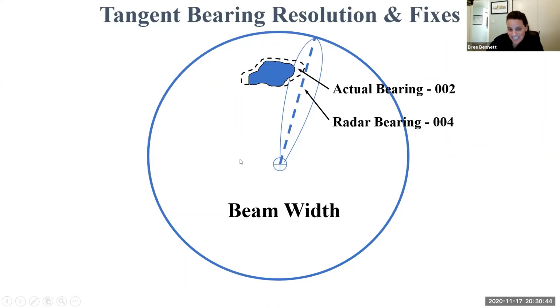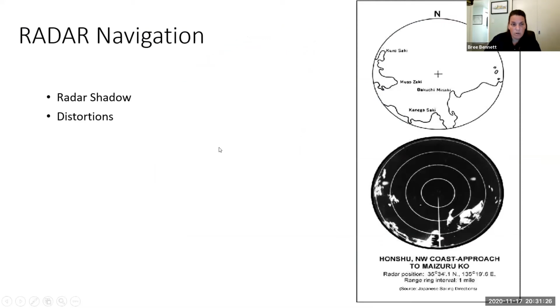Now that I said an accurate EBL or accurate LOP, we are going to talk about how bearings have a little bit of difference. Because we have this horizontal beam width, you have a little bit of distortion between what your actual land is and what your picture is showing you. So it kind of gives us this blown out version of what the land is going to look like. So let's look at more pictures of that.